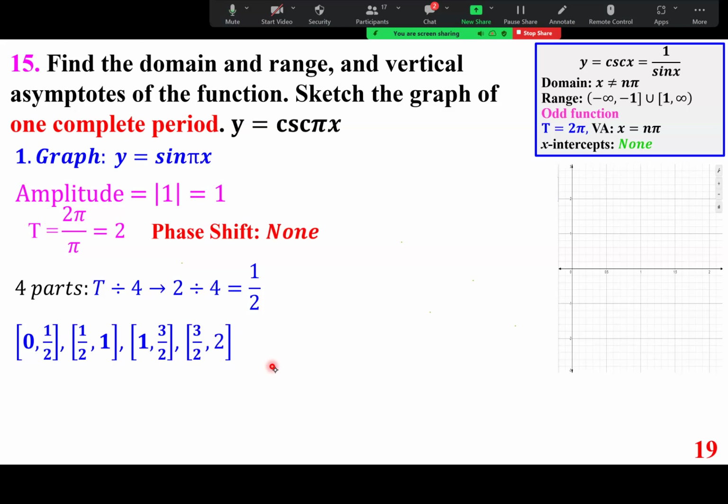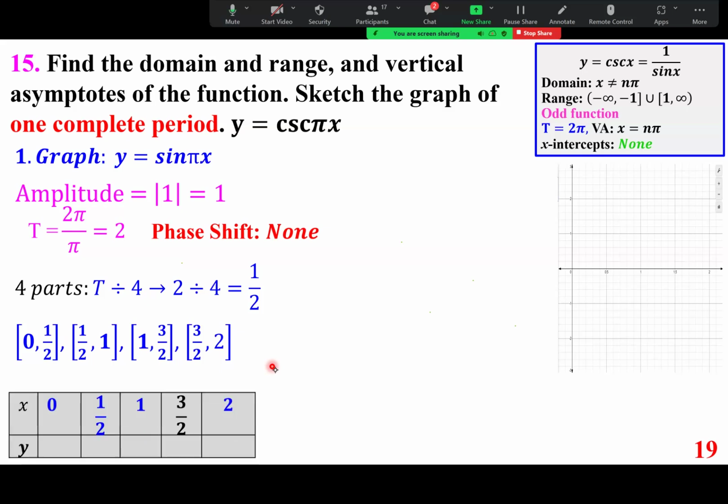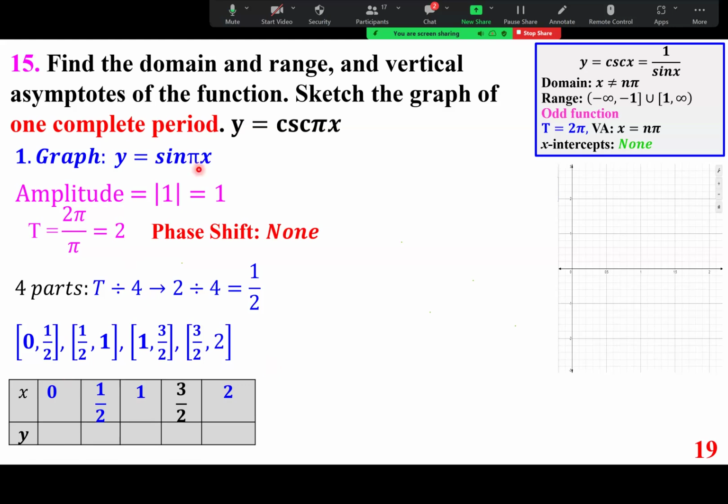And so let's look at the key points, the end points. At 0, if I plug in 0, sine becomes 0. If I plug in 1/2, pi over 2, what is sine of pi over 2? 1. If I plug in 1, sine of pi is 0. If I put 3/2, sine of 3 pi over 2 is -1. If I plug in 2, sine of 2 pi is 0. So again, all of them are very simple. Hopefully nobody has any problem with those. And so we plot those pairs.